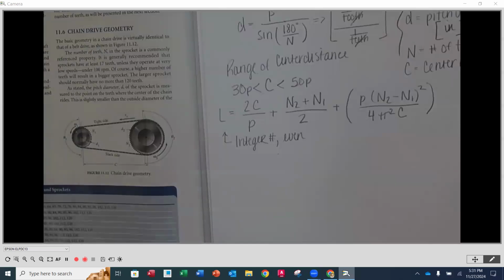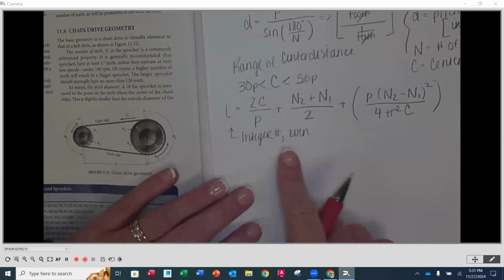So if we get something like, I think we end up later with 137.2, we wouldn't round down to 137. We would go up to 138 because it's an even integer number. Okay, so that's what we get.